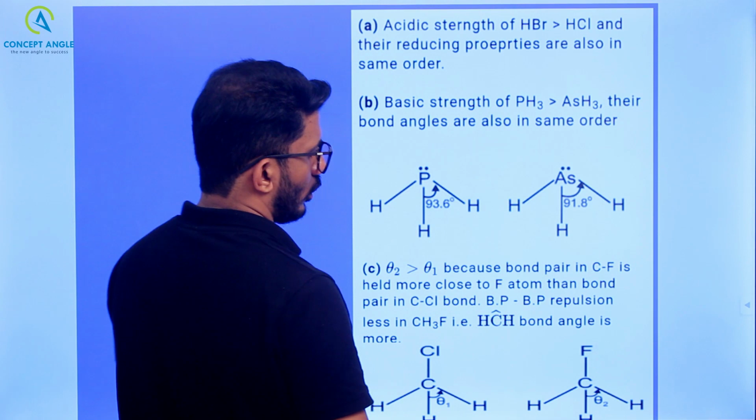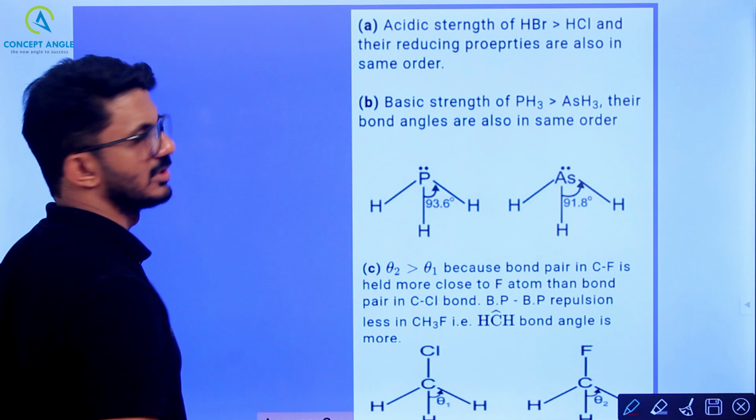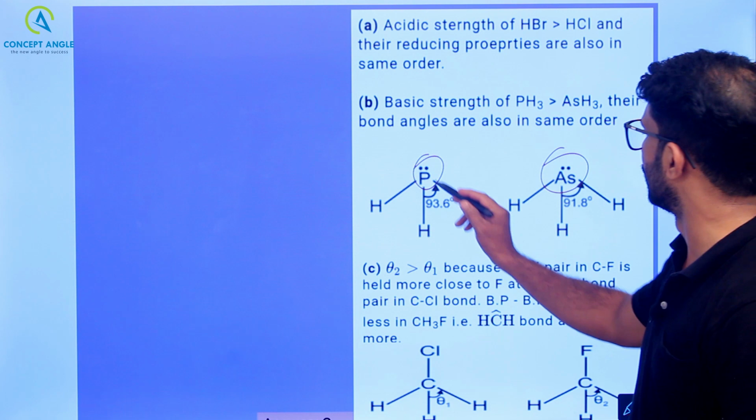First one, we already explained: the acidic strength of HBr and HCl and reducing property are always in the same order. Basic strength of PH3 is greater than AsH3, that is also discussed, and the bond angle. Phosphorus and arsenic, down the group electronegativity decreases. Phosphorus is more electronegative than arsenic.